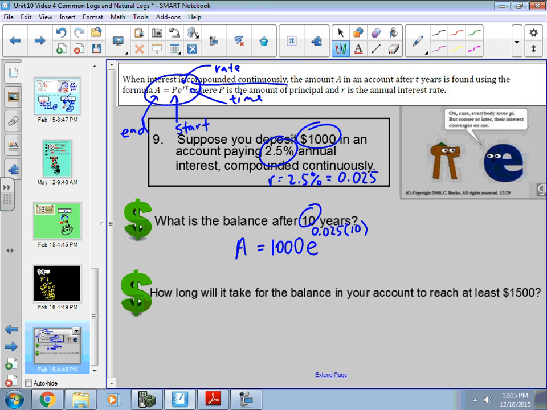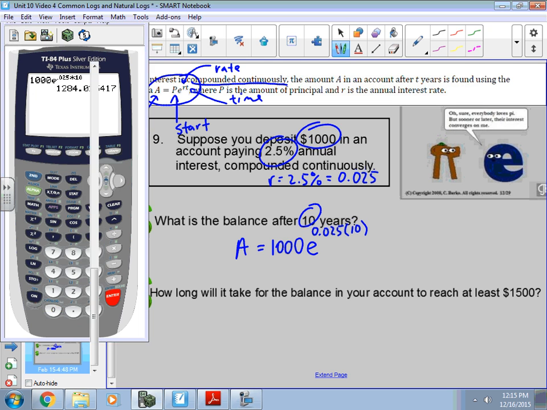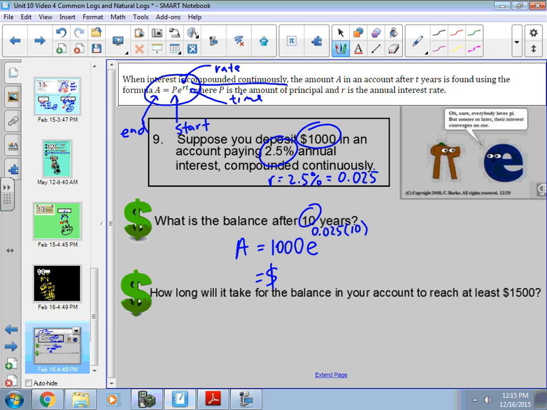So it looks like we can just put this in and find the amount that's going to be there. So this is just a calculator problem. Type it in and see what you get. So on this one, type in 1,000. Hit second so you can get your E. Now it's in the exponent, so type in 0.025 times 10. And if we hit equals, we should get the answer. Looks like the amount of money in this account after 10 years is going to be about $1,284 and about 3 cents. Okay, not too hard. That was just a calculator problem. You'll see ones like this on the ACT.